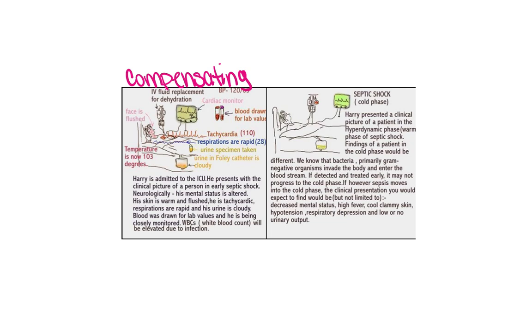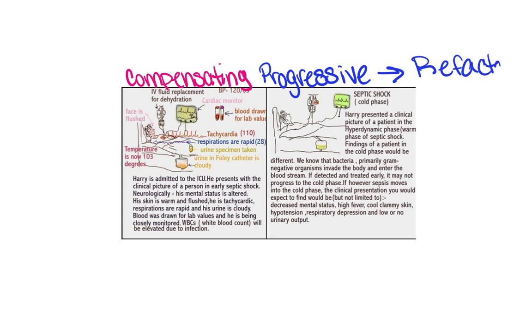And then we have cool sepsis. So this is going to be the progressive phase. And if we don't catch it, it's going to become refractory quickly. Many hospitals have sepsis alerts so that we can prevent it from going to the refractory phase.